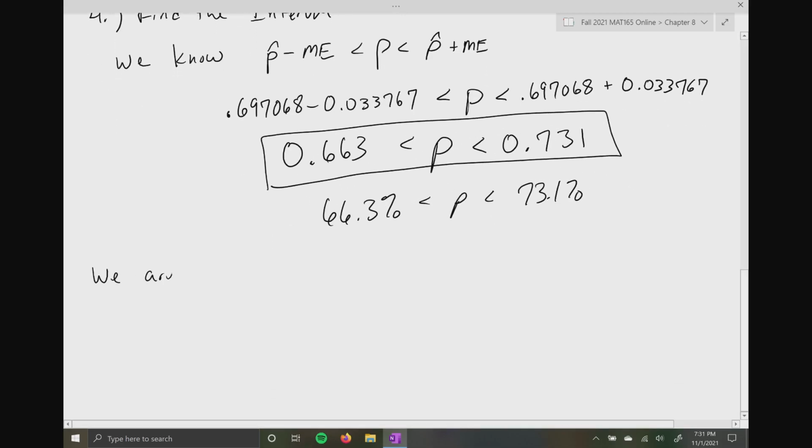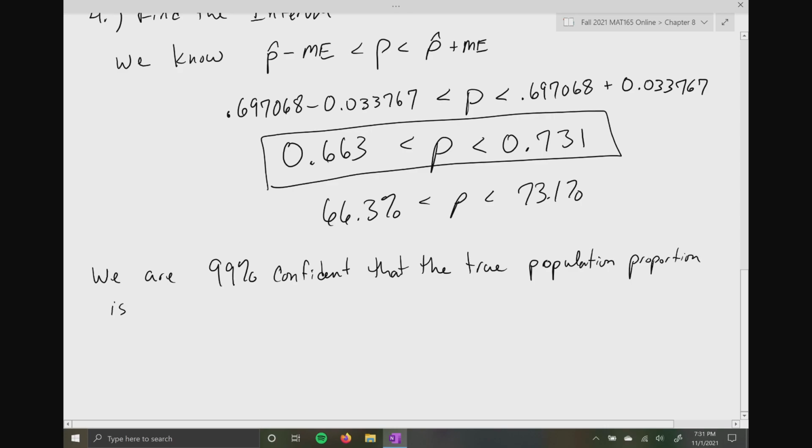We are 99% confident that the true population, in this case it's going to be proportion, is in between 0.663 and 0.731. Okay, that's all this is saying.